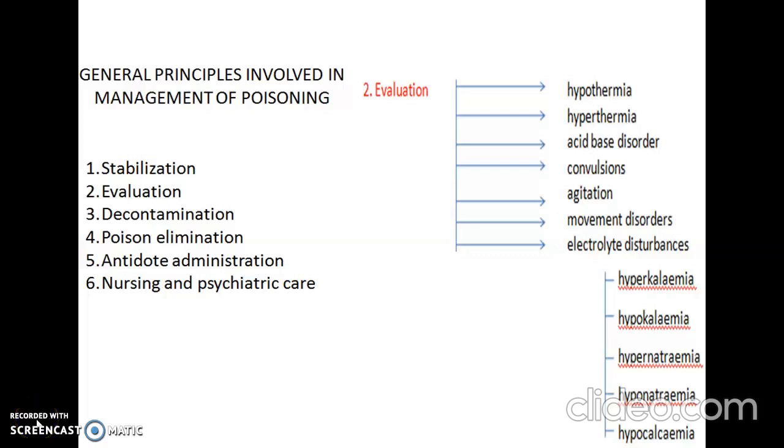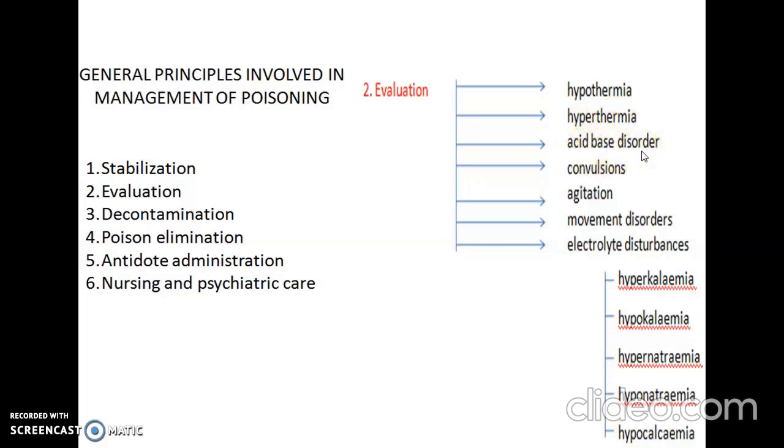In the previous video, we were discussing the general principles involved in the management of poisoning, where we came across the 6 principles. We discussed stabilization, and we were discussing evaluation in the previous videos. Now, various evaluation parameters were enlisted. We have already covered hypothermia, hyperthermia, as well as acid-base disorder.